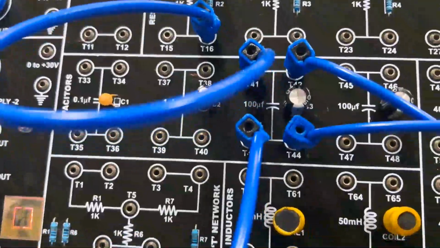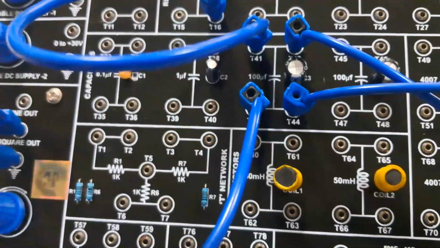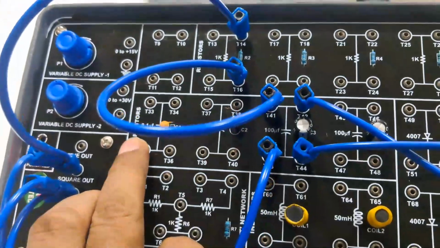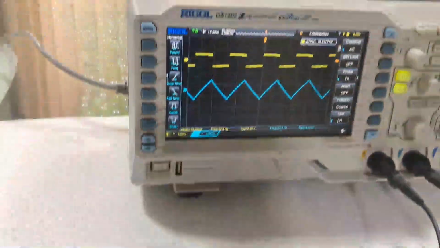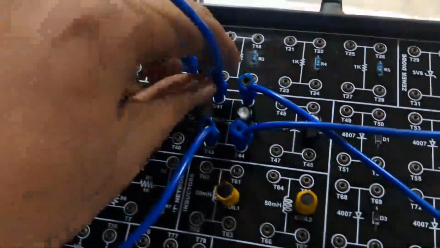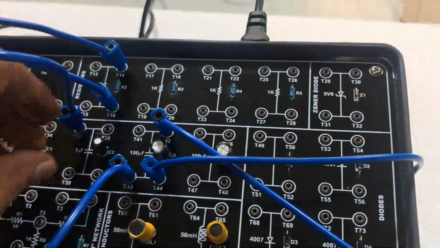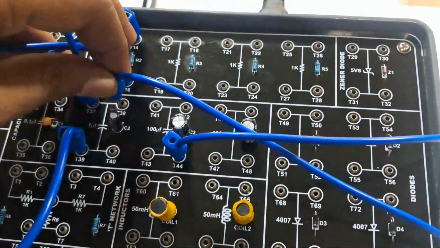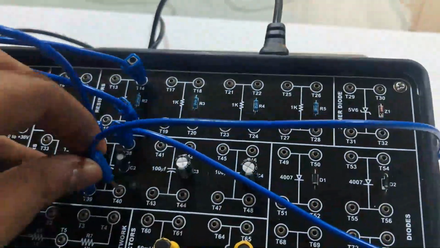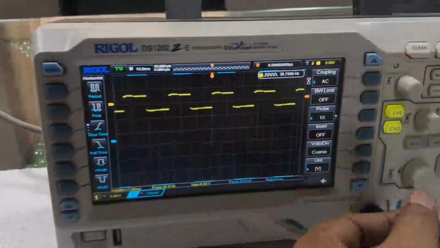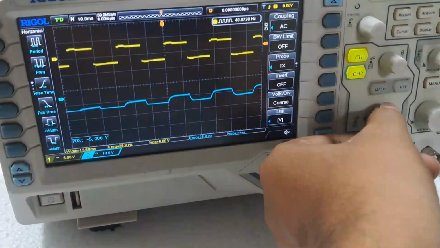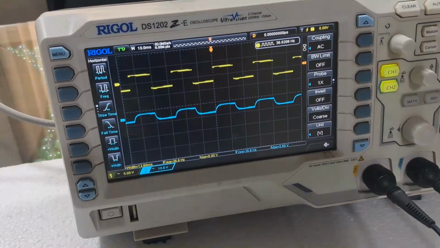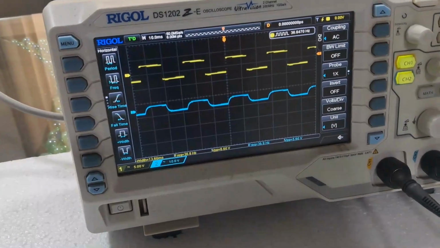Here I have used a 100 microfarad capacitor. So instead of 100 microfarad, you can change to 1 microfarad or 0.1 microfarad and you can observe the effect on the output waveform. Suppose I am changing it from 100 microfarad to 1 microfarad and I am connecting the second channel across this capacitor. See, you can check over here, the shape of our integrator output is changed.